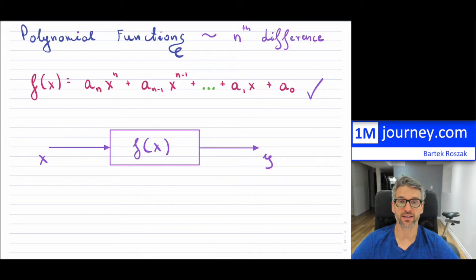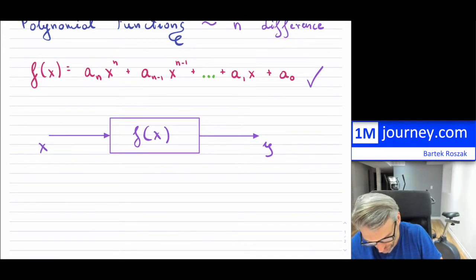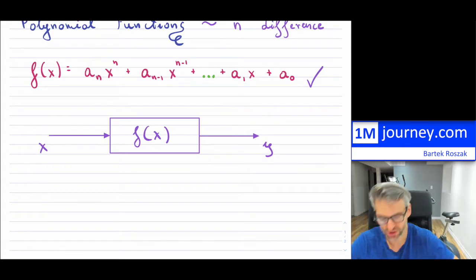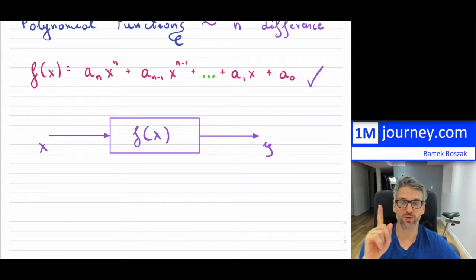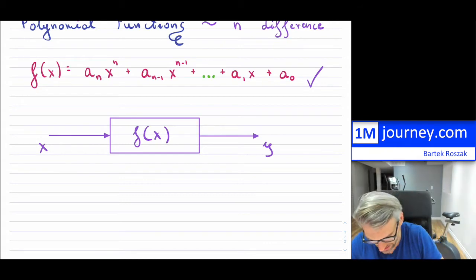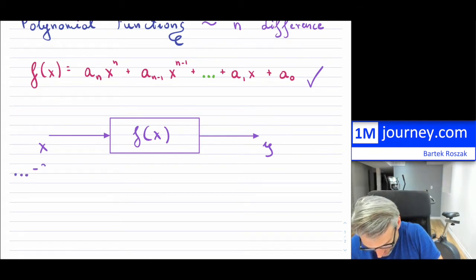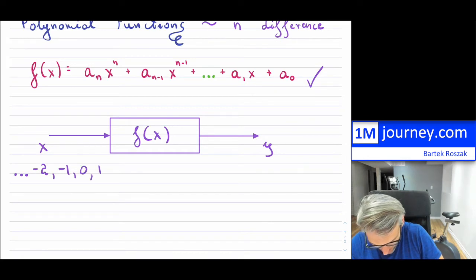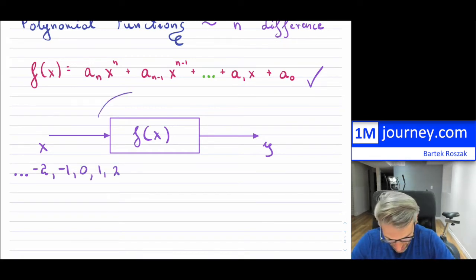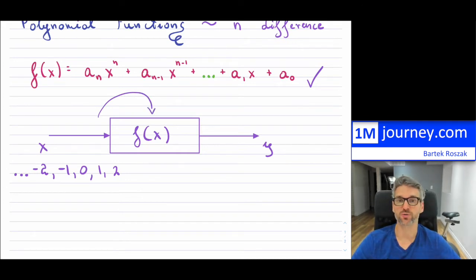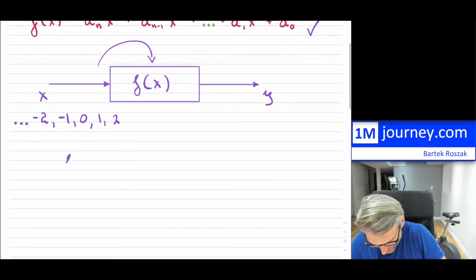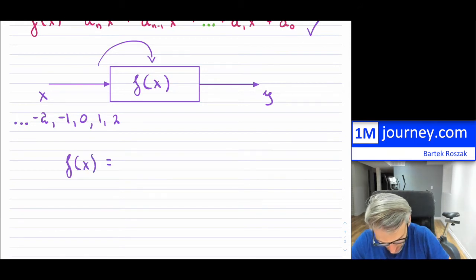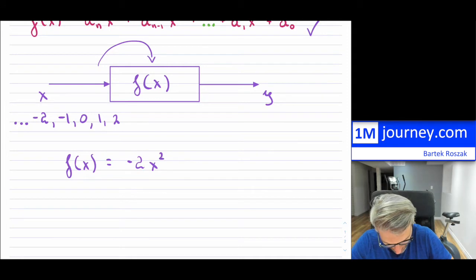Now, calculating the differences means that the inputs are changing just by 1. If you increase the input by 1, and then again increase it by 1, and so on. So for instance, let's say we were putting in -2, -1, 0, 1, 2, and we're entering these into our polynomial function, then they're going to spit out some outputs. Let's take an arbitrary quadratic: f of x equals -2x squared plus 2x minus 1.